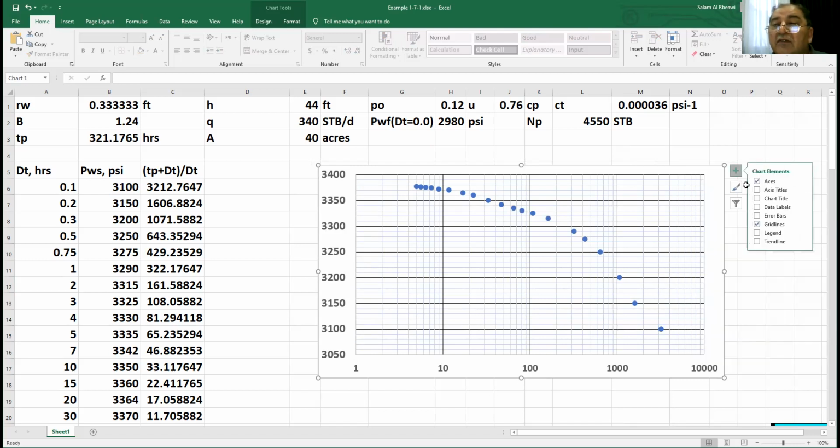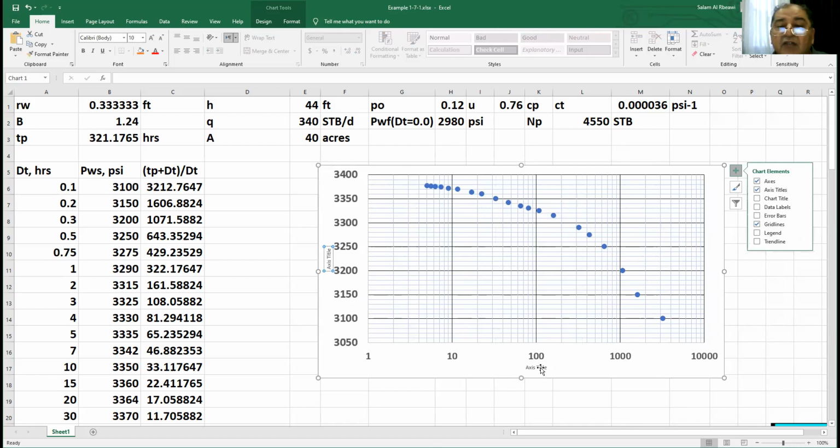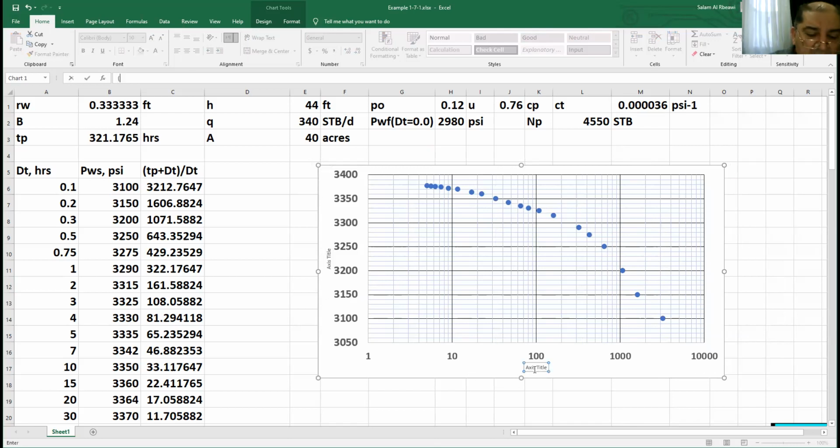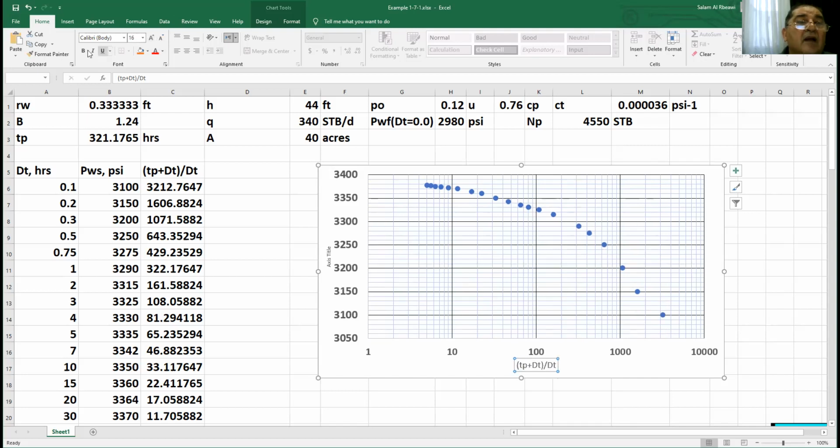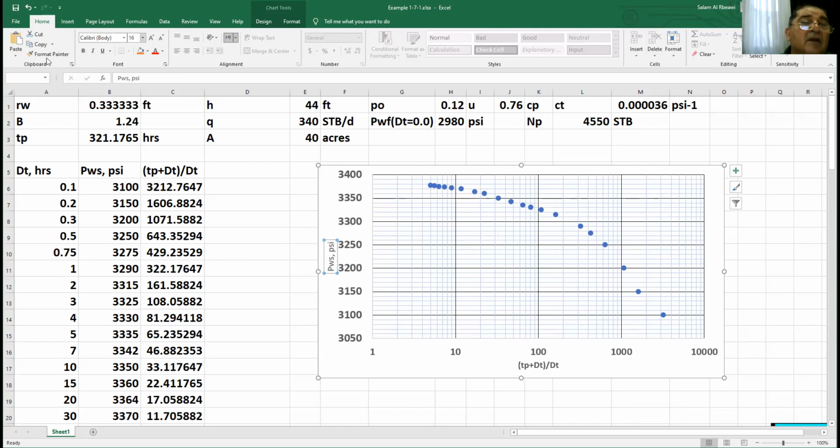Let me put the X titles, guys, the X titles here. So this is what? TP plus DT divided by DT. And I'm going to make them a little bit big. And this is, of course, what? This is BHP, as you know. This is PSI. So right now we have everything is ready.